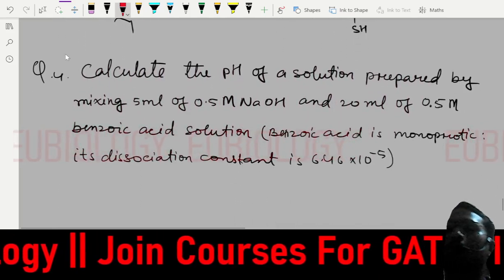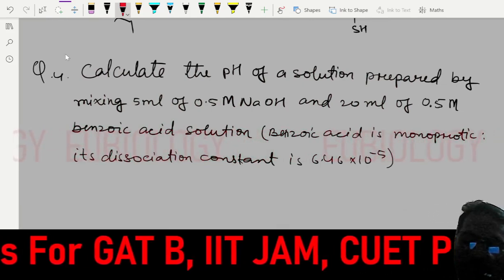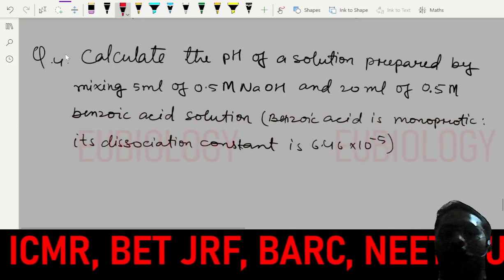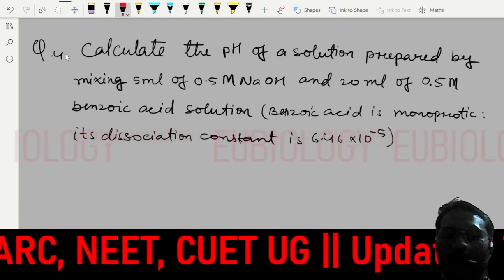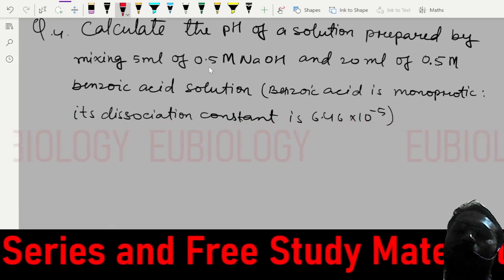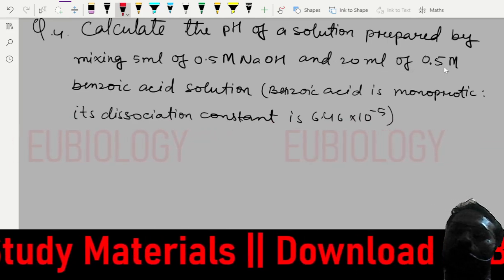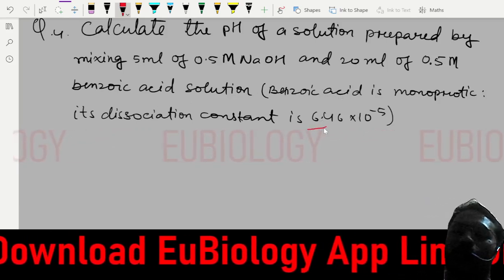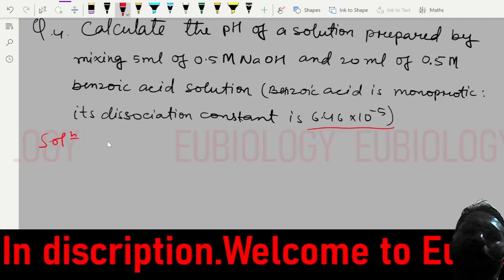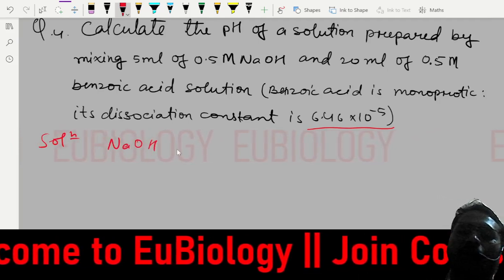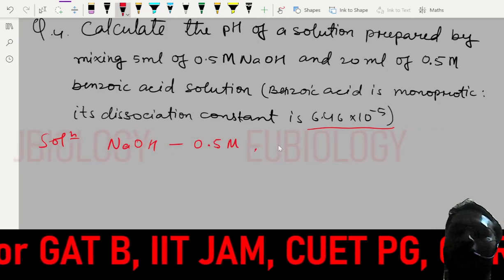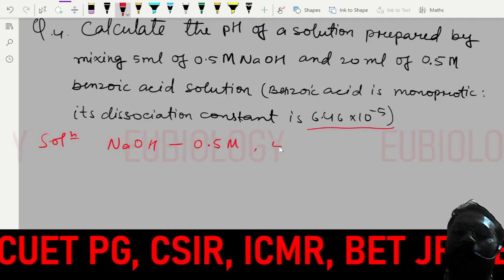Calculate the pH. This is a question based on the Henderson-Hasselbalch equation. In this equation, the formulas which we read, you can go back and revise in the video if you forget. So calculate the pH of the solution prepared by mixing 5 ml of 0.5 molar NaOH and 20 ml of 0.5 molar benzoic acid solution. The dissociation constant is written here: 6.46 into 10 power minus 5. So what is given? We have the given concentration for NaOH, 0.5 molar, and 5 ml.